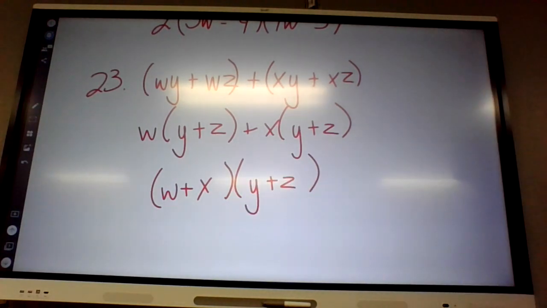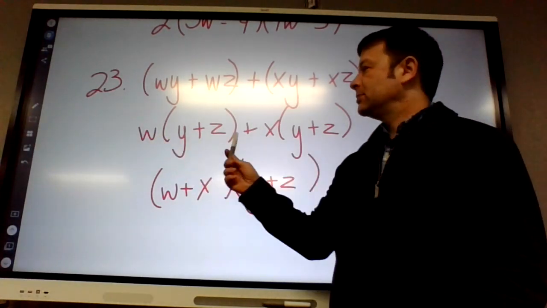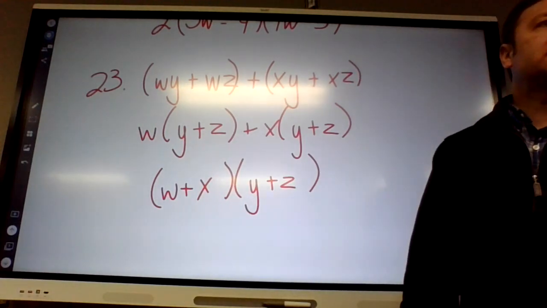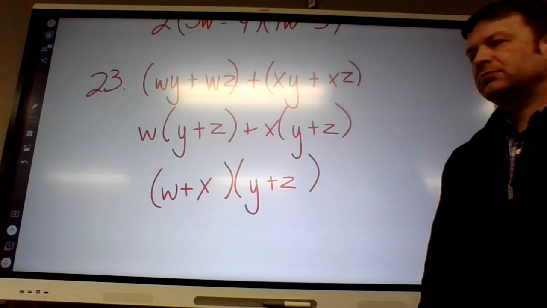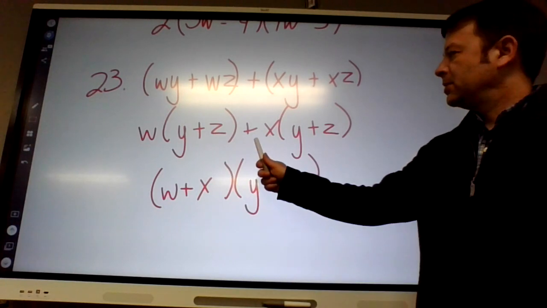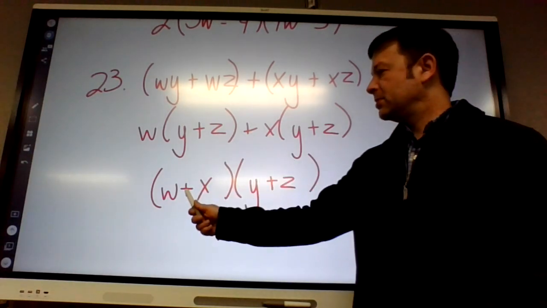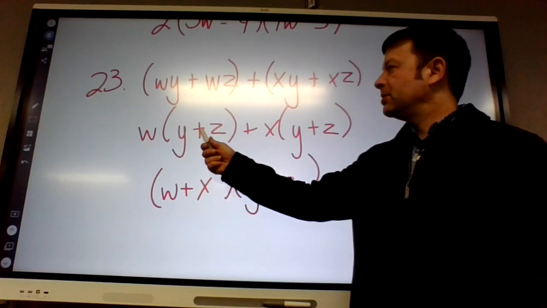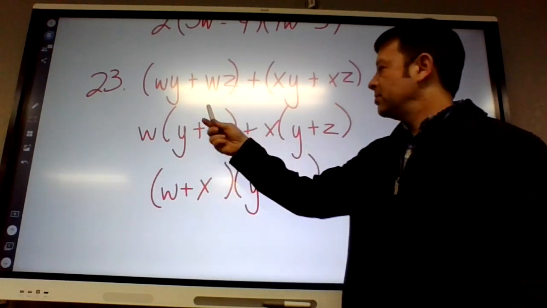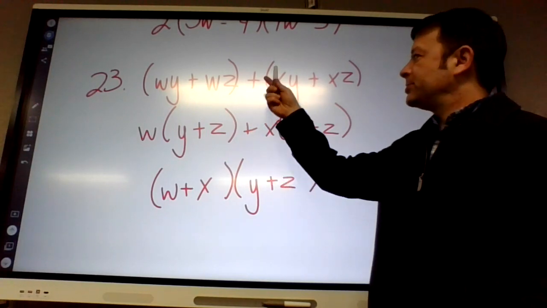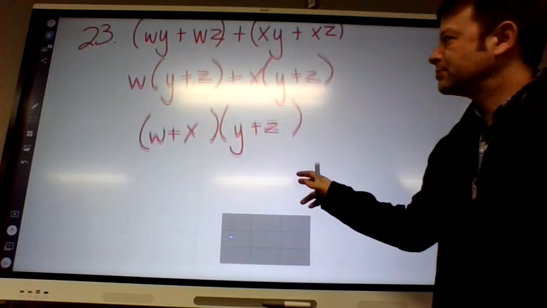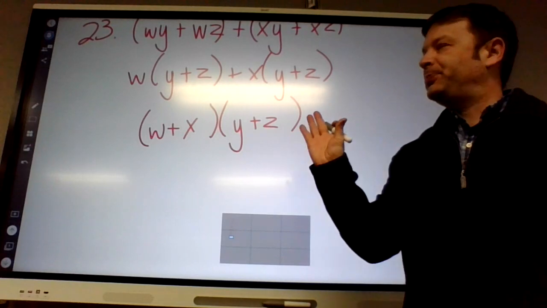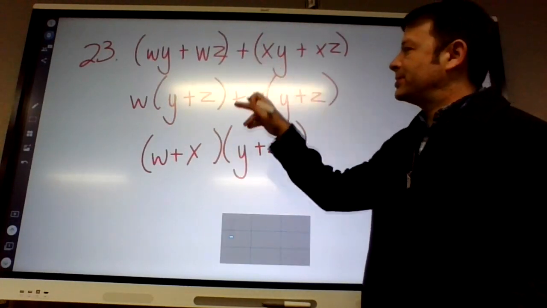Wait, why do you put W plus X? It's the outside stuff. Why do we put a plus and not just a minus? Technically, there was a plus right there originally. If there was a minus in the middle, I would have put a plus and then the minus in the parentheses.